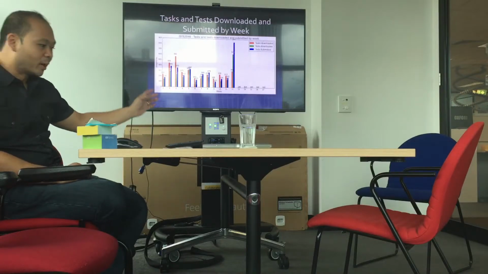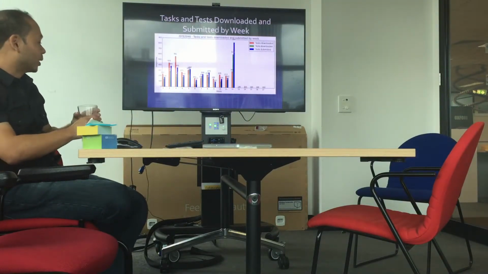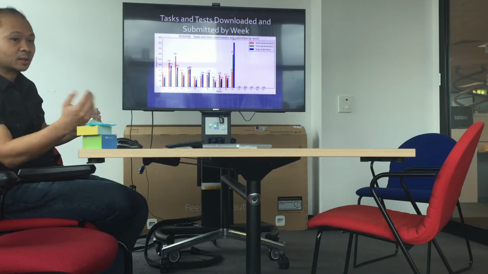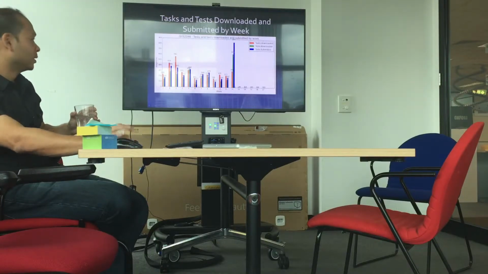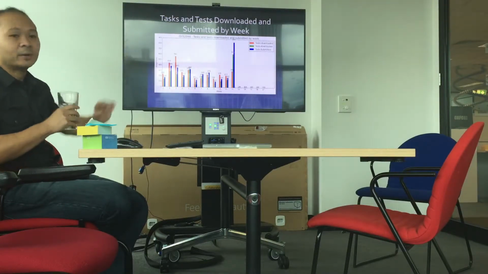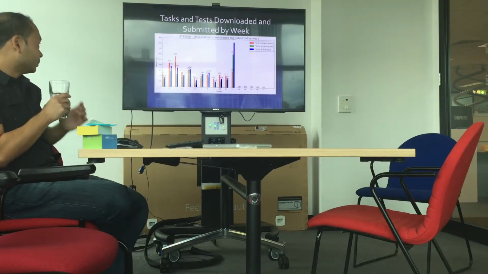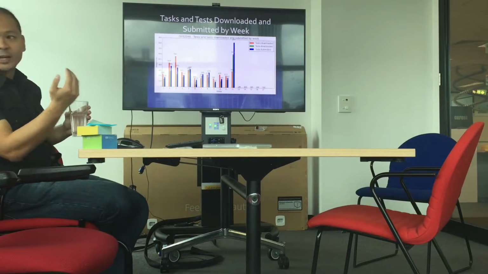These are just some random scripts that we've run to pick up data. These are across the weeks, and the reds are how many tasks were downloaded, so the PDF files, how many tests were downloaded, and how many tests were submitted. So you can see usage patterns there. More tests downloaded than submitted? Week 12, the exam's coming up.